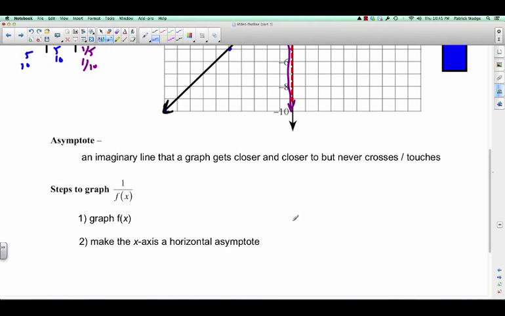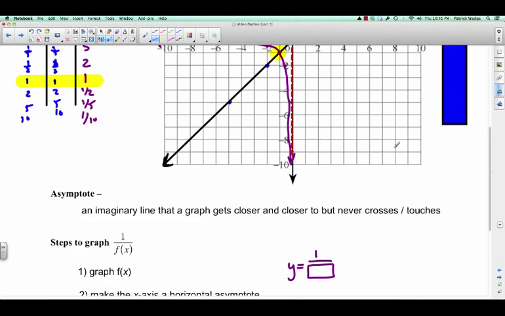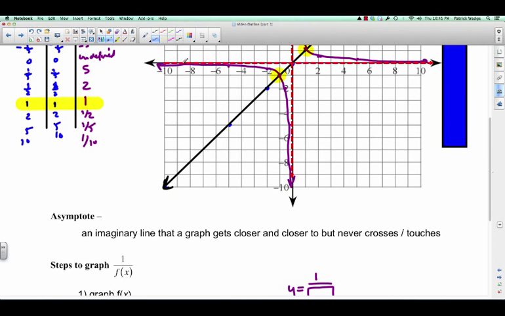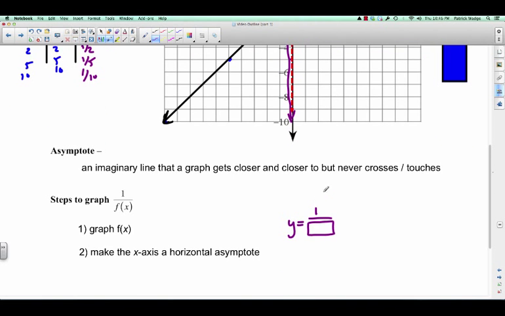Why is it always the x-axis? Because the form of our reciprocal functions this year is y equals 1 over something. So, in order to get a point on the x-axis, what's the y value of every single point on the x-axis? Every single point on the x-axis has a y value of 0. So we need this 1 over something to equal 0. What number can you put in here to make it equal 0?